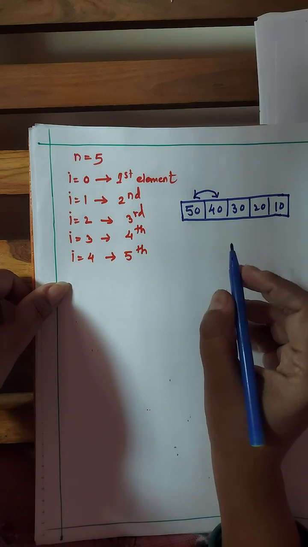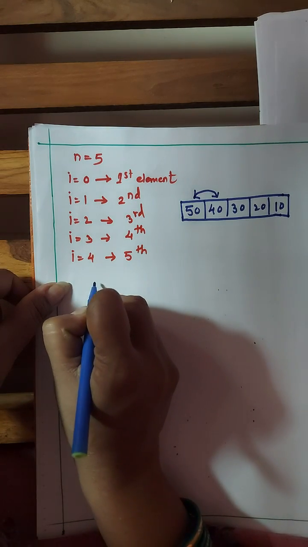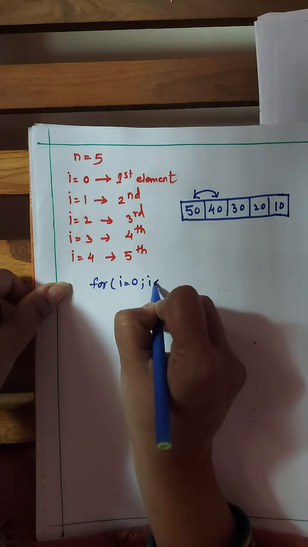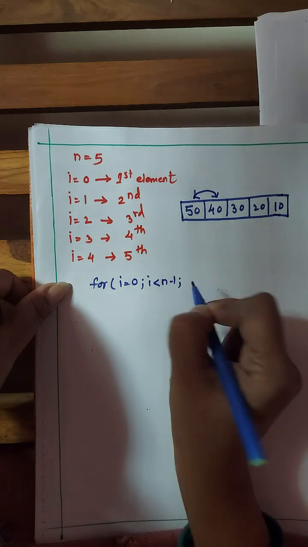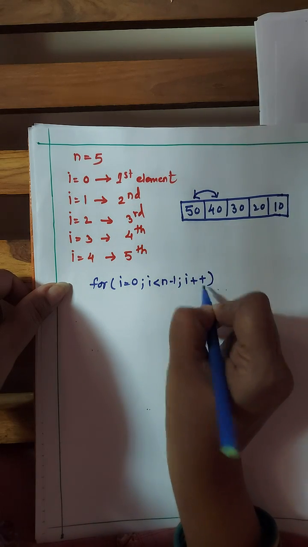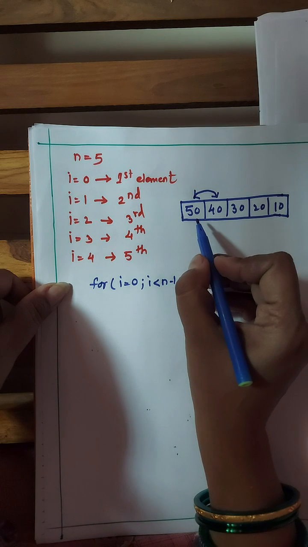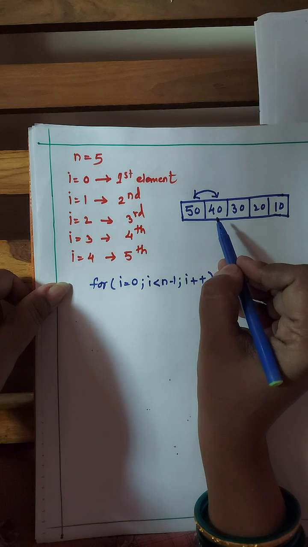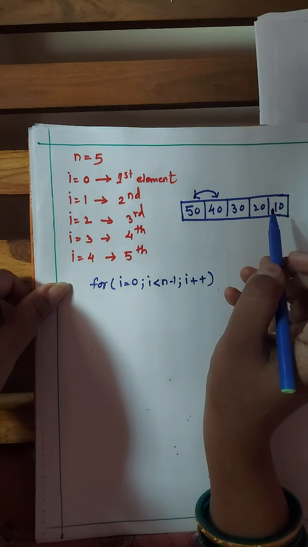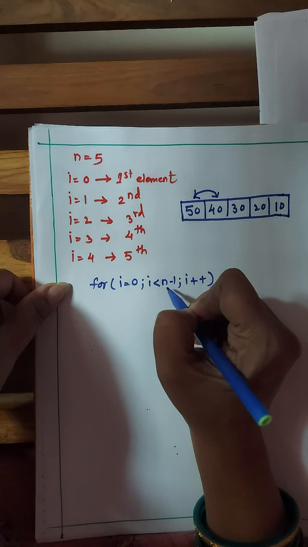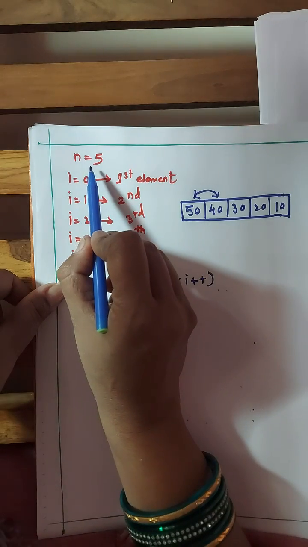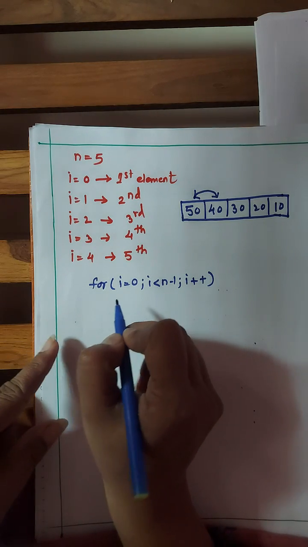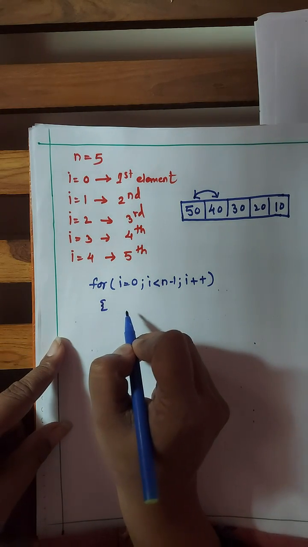So friend, first we take the outer for loop: for I equal to 0, I is less than n minus 1, I plus plus. Why n minus 1? Because the first element is compared with these four elements, 1, 2, 3 and 4. So we take the value n minus 1. What is the initial value of n? n equals 5.